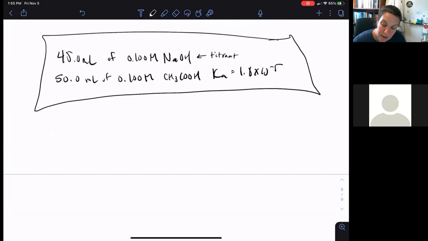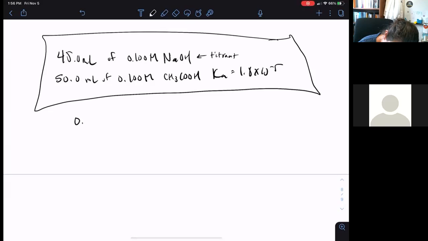Okay, so since we have equal concentrations here, and we have less of our titrant than our analyte, we know that our titrant is in limiting amounts. So we know that we are in the buffering region of our titration. Since it's a partial neutralization, we're going to do a BCA table, and then we can put it into our Henderson-Hasselbalch.